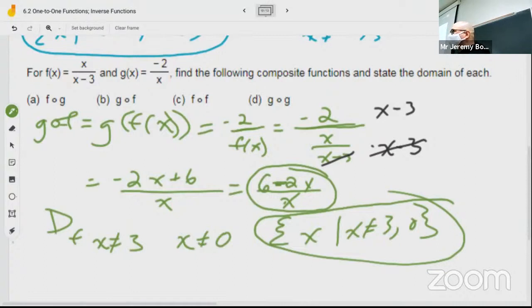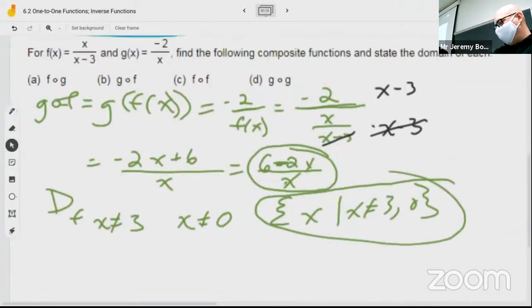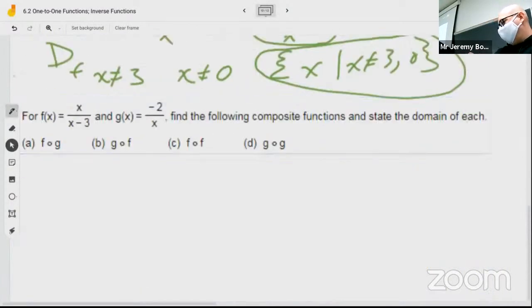Any questions on that? f of f. Oh, I think that's the worst one. I guess it's not that bad. So for f of f, f of x.